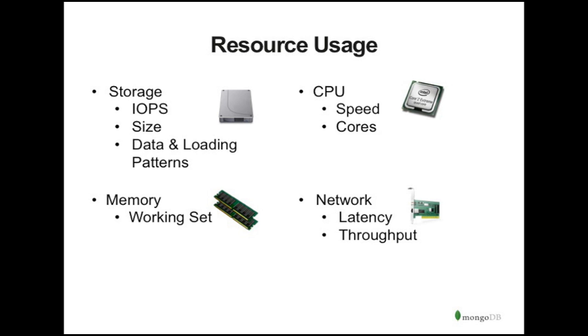So when we talk about storage, we are talking about size, IOPS, the size of the data, the data and loading patterns. When talking about CPU, we talk about the speed of the CPUs, how many cores, how much parallelism, how many concurrency requirements do we have. In memory, we are talking about our working sets. How much data do we need to keep live in our system to give good responsiveness, to give a good experience to our users. And obviously, when we're talking about network, we're talking about latency and throughput. How much data can I throw through the pipe? How much time does it take to reach the other end?